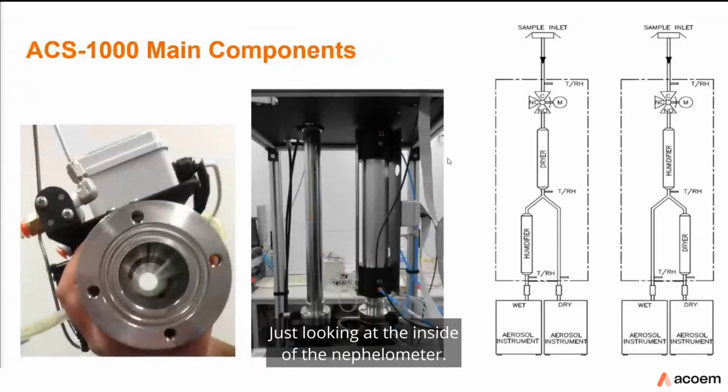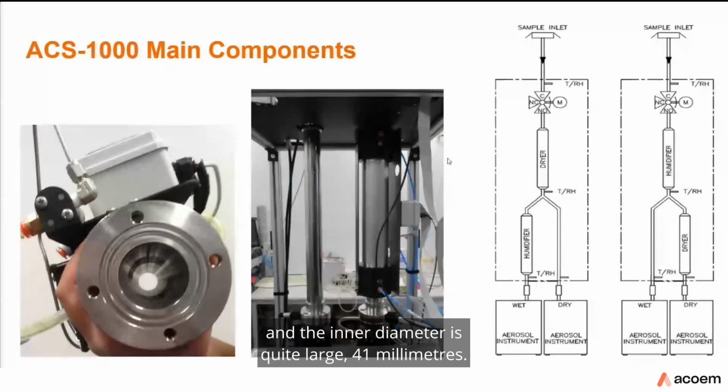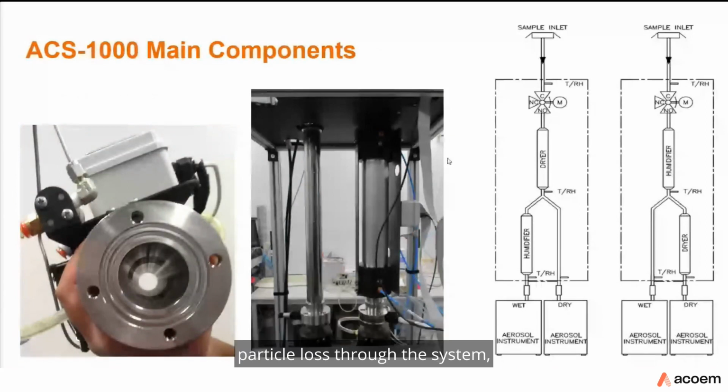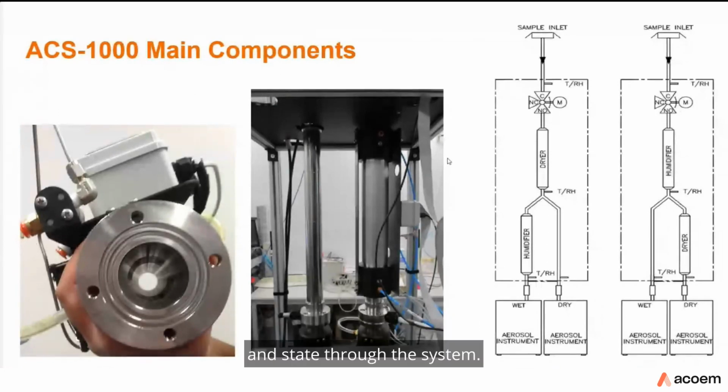Just looking at the inside of the aerosol conditioning system. It's made of electropolished stainless steel, and the inner diameter is quite a large 41 millimeters. That makes sure there's a minimum of particle loss through the system, and also allows plenty of time for the aerosols to take up the water vapor and change in their size and state through the system.